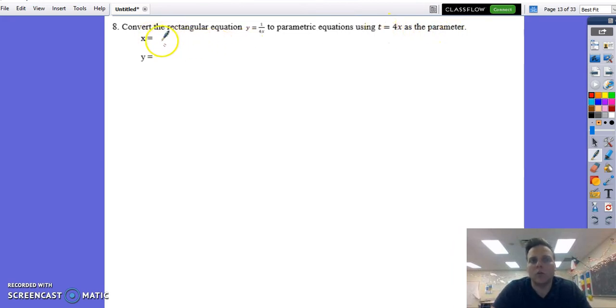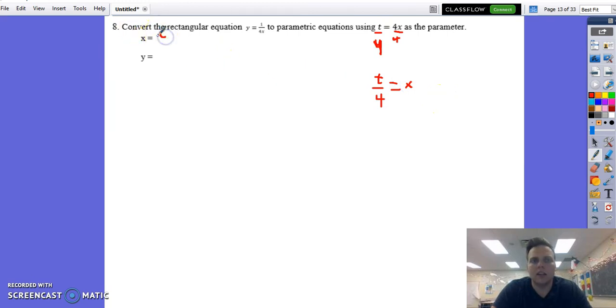One where it's x equals something t, and one where it's y equals something t. We know that t is equal to 4x. So I can solve for x by dividing by 4 on both sides. Okay, that's a 4, not a y. Alright, so we have t over 4 is equal to x. So I can go and write that over there.